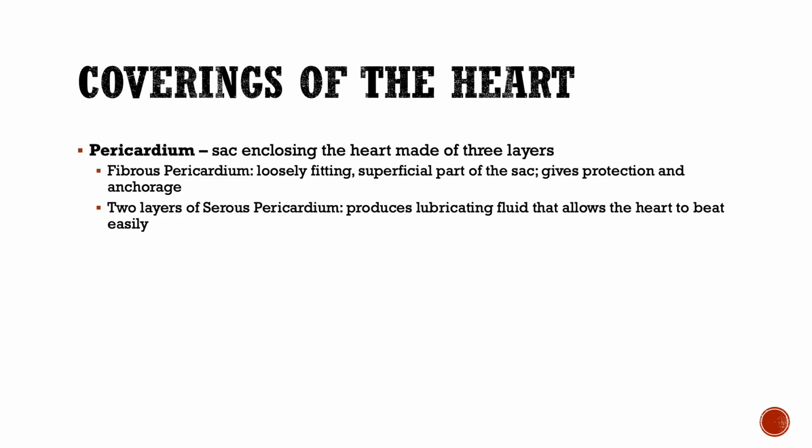Now let me discuss the membrane enclosing the heart. The pericardium is the sac that covers or encloses the heart. The pericardium is composed of three layers: a single layer of fibrous pericardium and a double layer of serous pericardium. The fibrous pericardium is the loosely fitting superficial part of the sac and protects and anchors the heart. Lubricating serous fluid is produced by the serous pericardial membranes and collects in the pericardial cavity between these serous layers. This fluid allows the heart to beat easily in a relatively frictionless environment as the serous pericardial layers slide smoothly across each other.